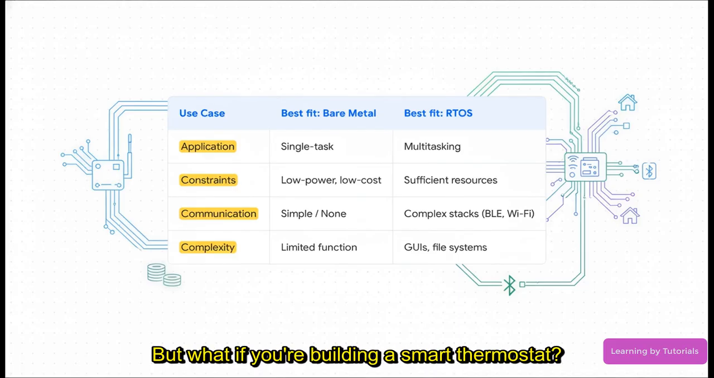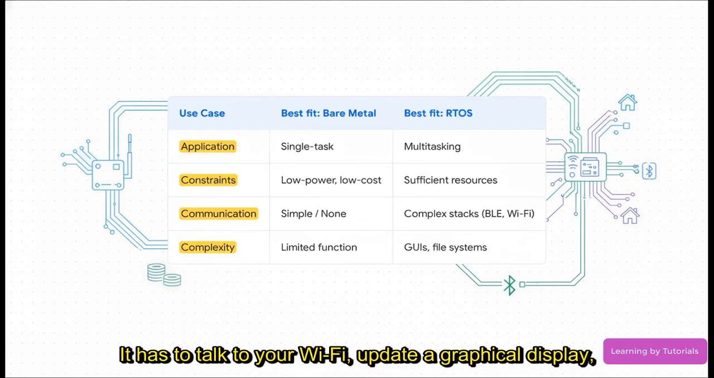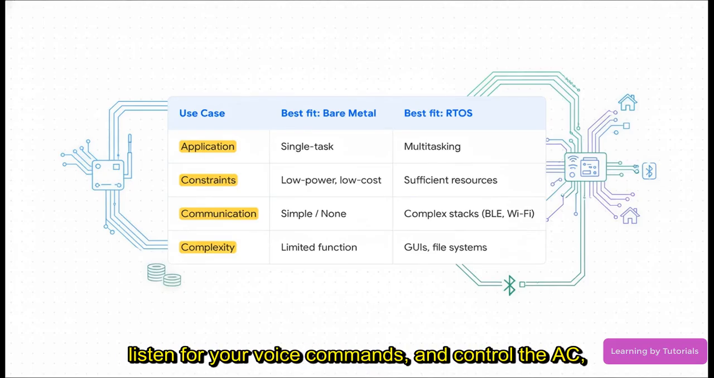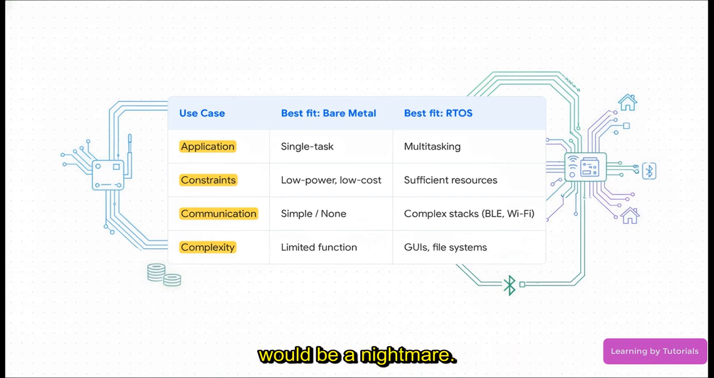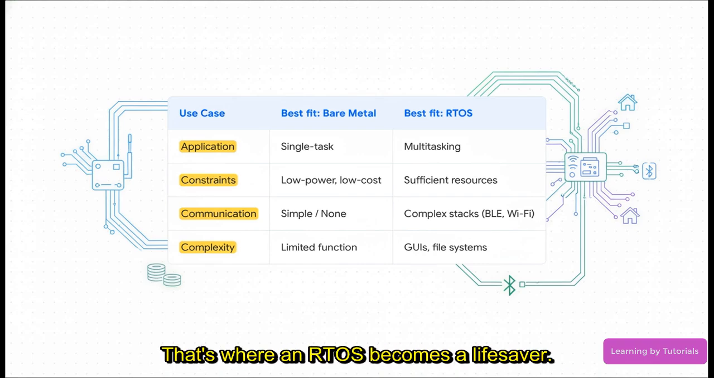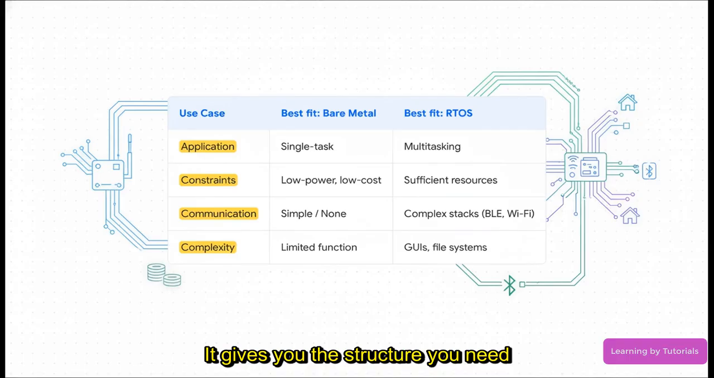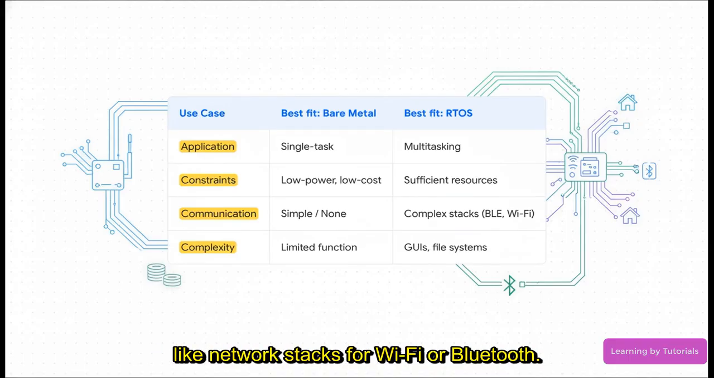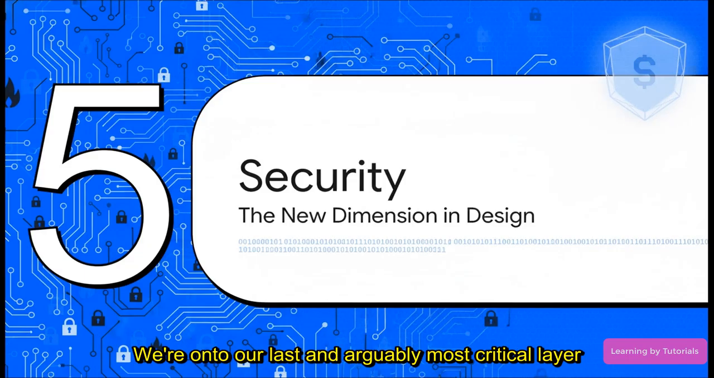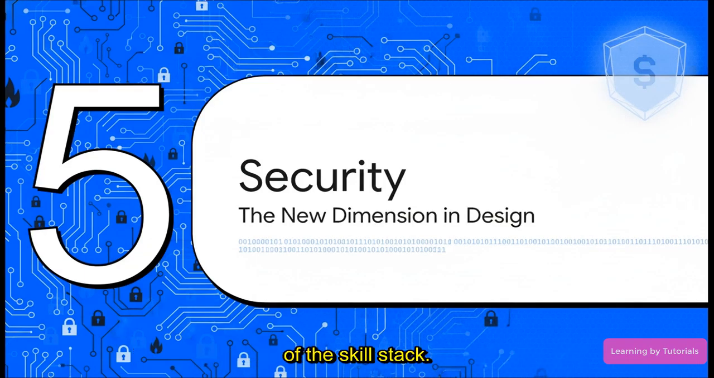But what if you're building a smart thermostat? It has to talk to your Wi-Fi, update a graphical display, listen for your voice commands, and control the AC, all at the same time. Trying to juggle all that in a single bare metal loop would be a nightmare. That's where an RTOS becomes a lifesaver. It gives you the structure you need to handle all that complexity, especially things like network stacks for Wi-Fi or Bluetooth.